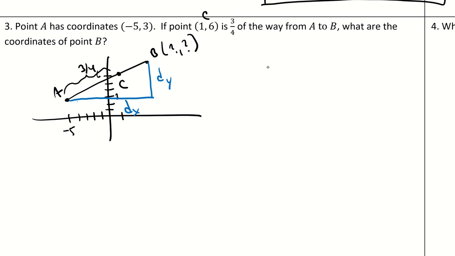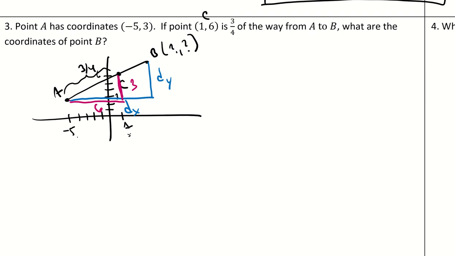And let's do the rise and run from A to C, shall we? From A to C, what's the distance from negative 5 to 1? Well, that's going to be 6. If you just count the number of spaces from negative 5 to 1, that's 6. And then the rise from A to C: C is at 6 and A is at 3, so that's a rise of 3.